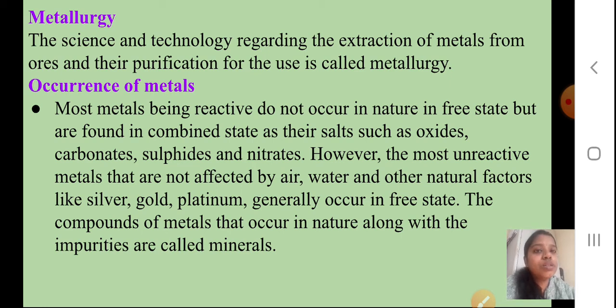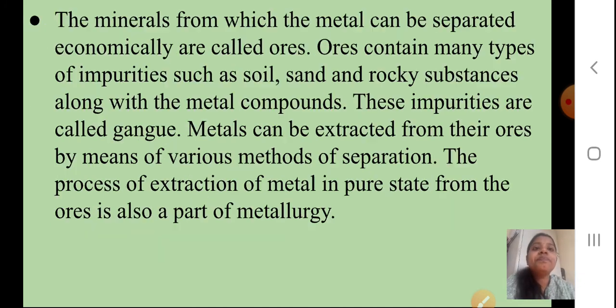The compounds of metals that occur in nature along with impurities are called minerals. Now what are minerals, students? Metal compounds which are present in nature with a lot of impurities, we call them minerals. The minerals from which the metal can be separated economically are called ores. Economically means to increase the use of the mineral for the industrialization process, for earning money.